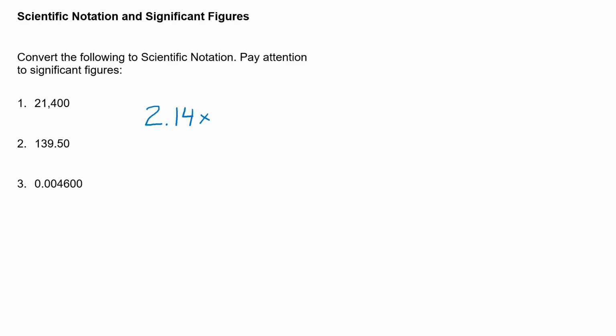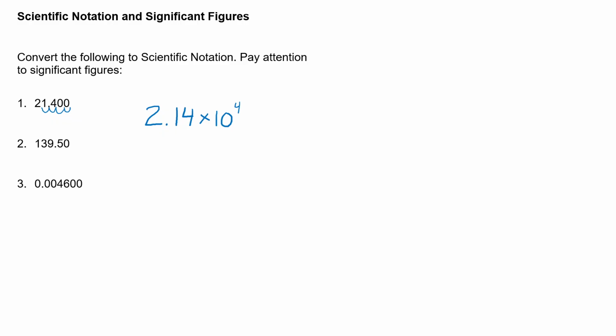So this is 2.14 times 10 to the something. Well, how far did we move that decimal? It started to the right of that zero. It's implied that it exists there. 1, 2, 3, 4 spots. So this is going to be 2.14 times 10 to the fourth.